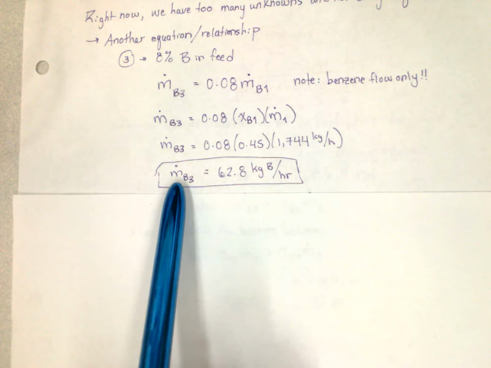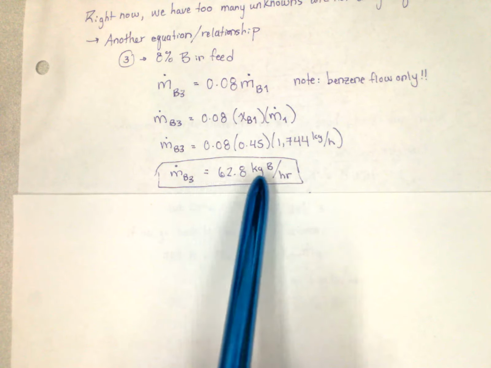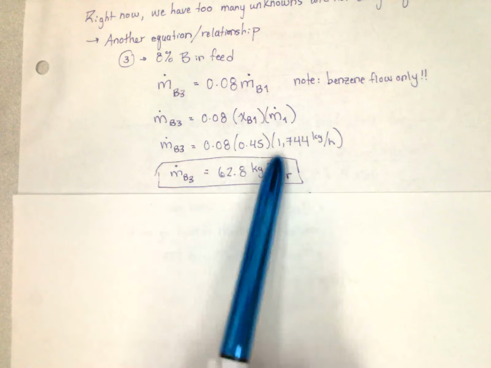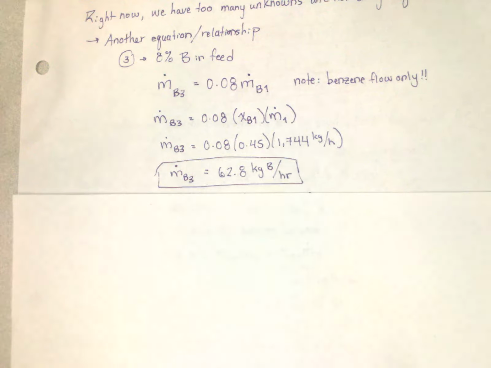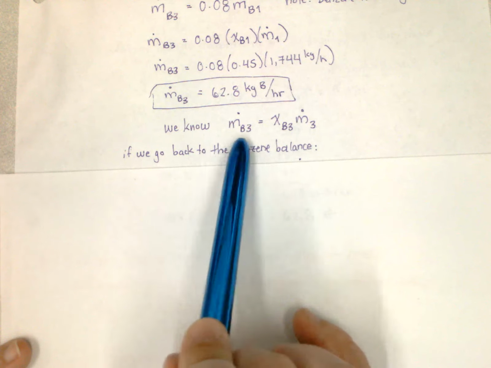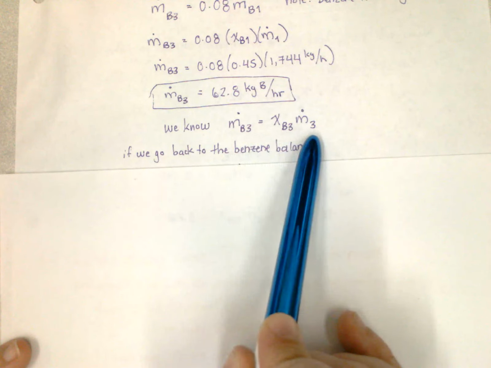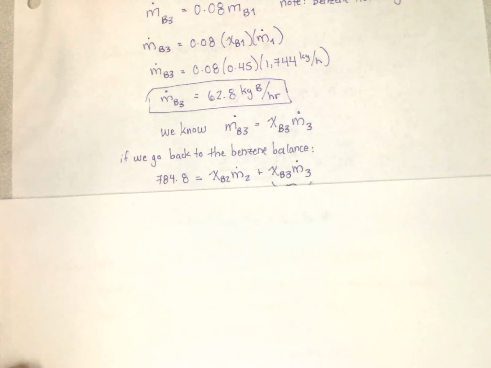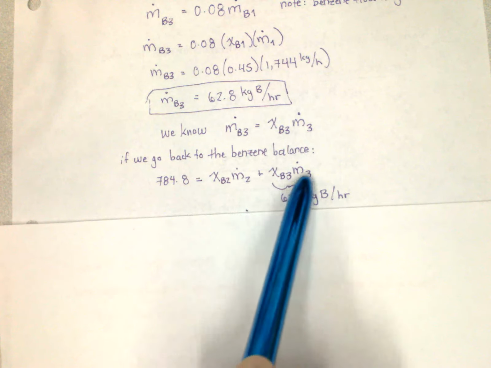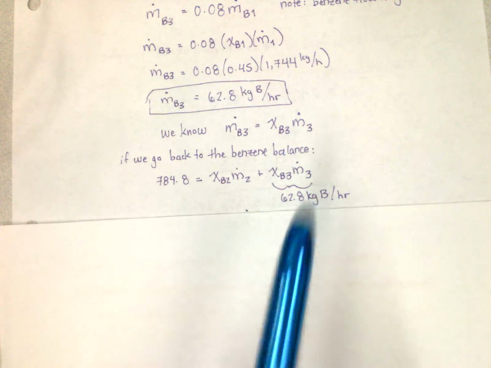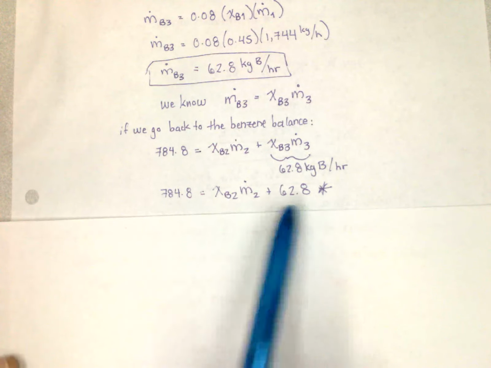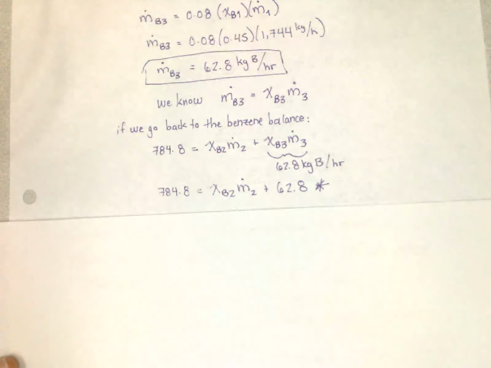So we know that the mass flow rate of benzene in 3 is 62.8, and it's kilograms of B per hour. And that's important. It's not kilograms per hour. It's kilograms only of B. So this number is going to help us. So let's go back to our benzene balance, right? We know that mass of benzene in 3 is equal to the fraction of benzene in 3 times the total. And if we go back to our benzene balance, that number is hanging out right here, right? So this whole thing, this right here, is 62.8. So we can actually simplify just a little bit further and get a better equation going forward. And now we've only got 2 variables left in this benzene balance.